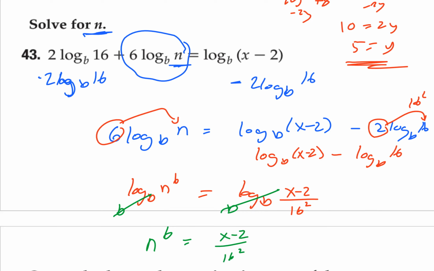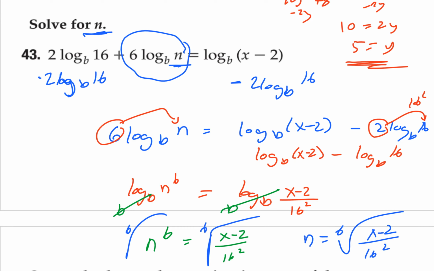I think it's 256. That's what's in my head. And then from here, how do we solve it? Well, simple. Just take the 6th root of both sides. And then n equals the 6th root of x minus 2 over 16 squared. Come on, we're not algebra 2 trig. That's a fine answer. And that's the idea for that one, right? Just get n by itself.